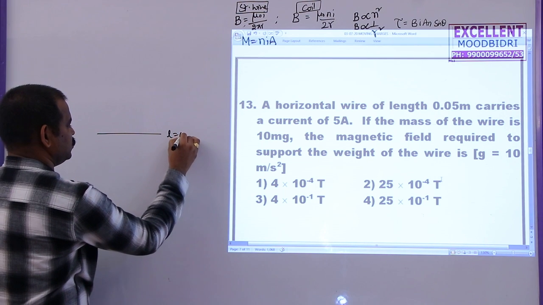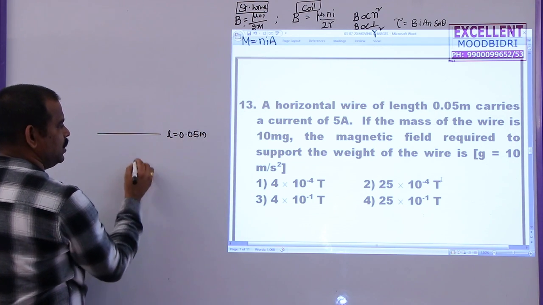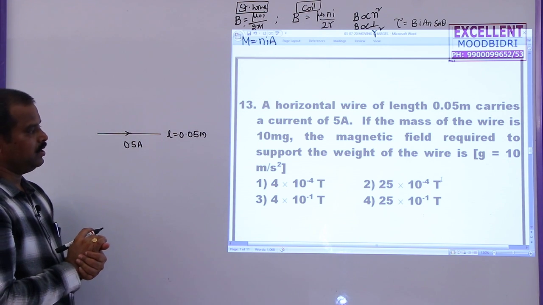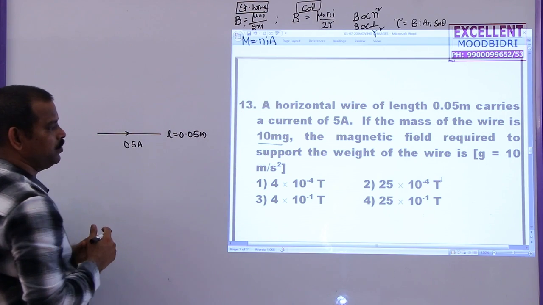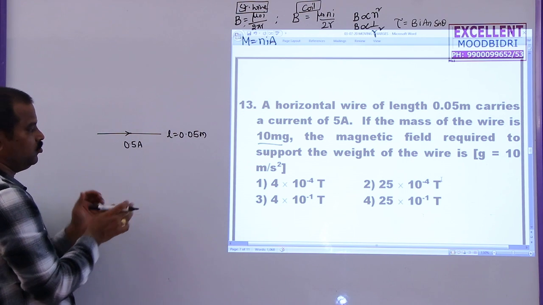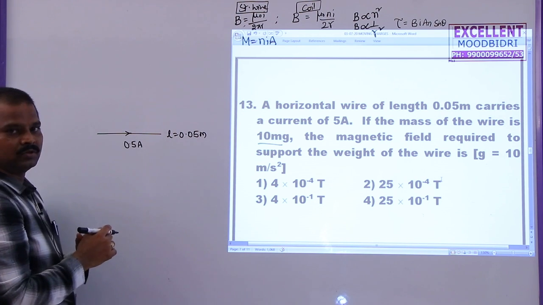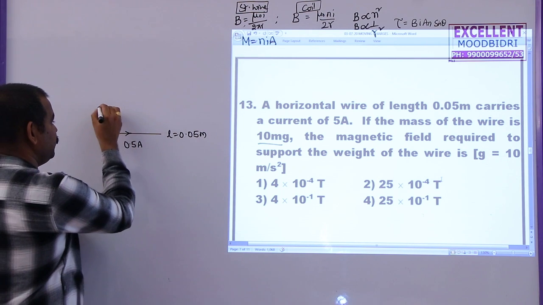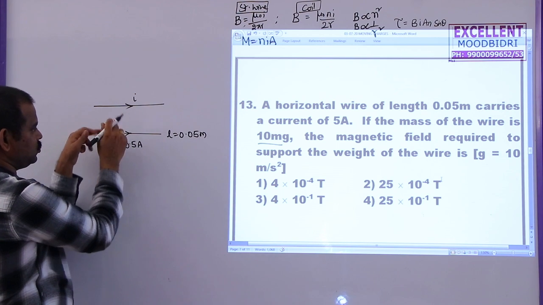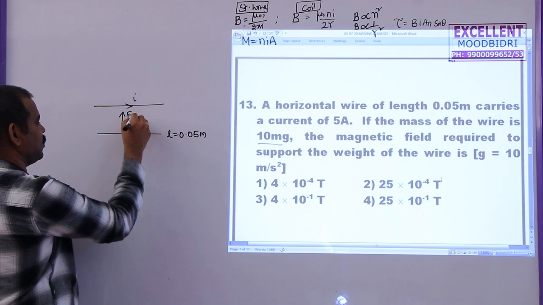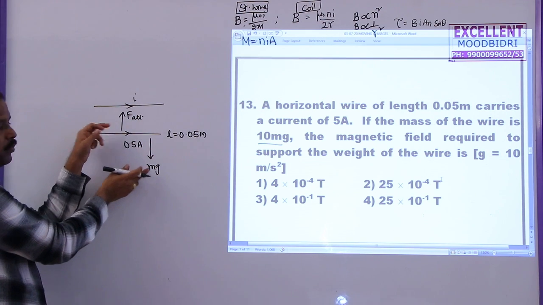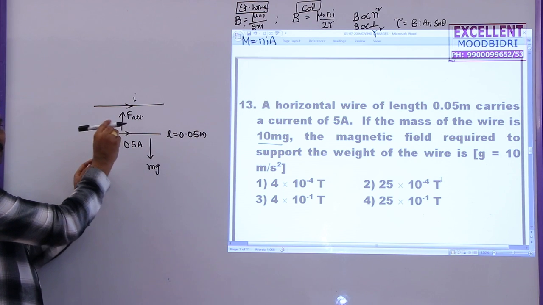13. A horizontal wire of length 0.05 meters, so the length of this one is 0.05 meters, carries a current of 0.5 amperes. If the mass of the wire is 10 milligrams, find the magnetic field required to support the weight of this wire. That means without any support, it should be in air. So for this to hang in air, if you send some more current in another wire in the same direction, these two will attract each other. That means the attractive force will act upwards and the weight of this wire will act downwards. If these two are equal and opposite, without support also we can keep this wire in air.